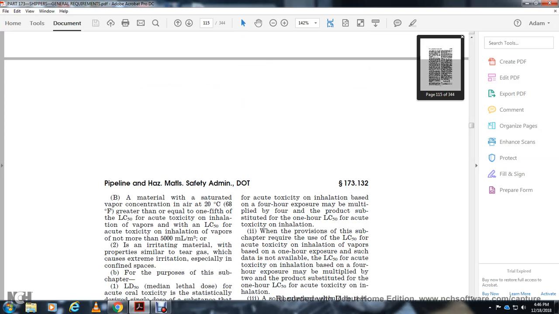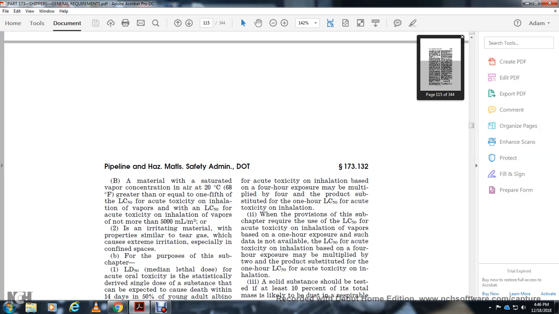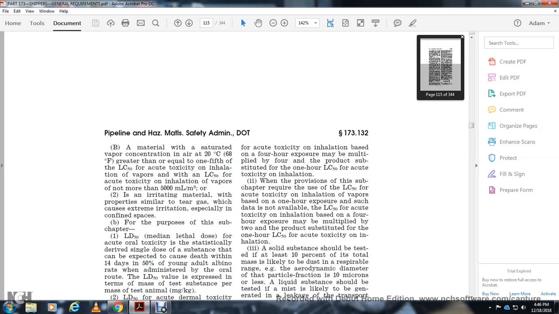or a material saturated with a vapor concentration in air at 20 degrees Celsius greater than or equal to one-fifth of the LC50 acute toxicity by inhalation of vapor, with an LC50 acute toxicity by inhalation of vapor not more than 5,000 milliliters per cubic meter.